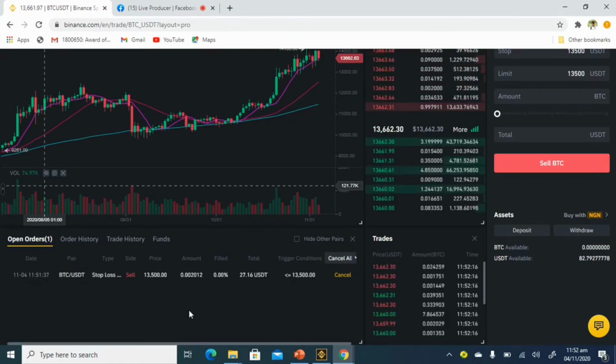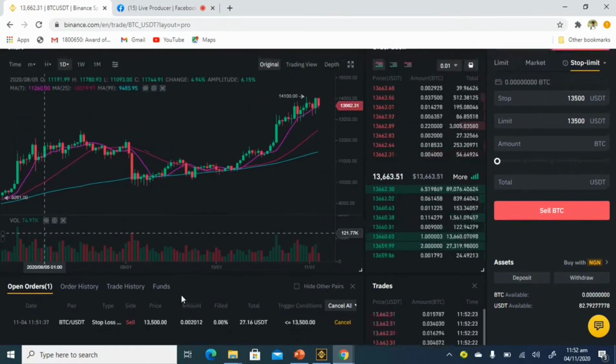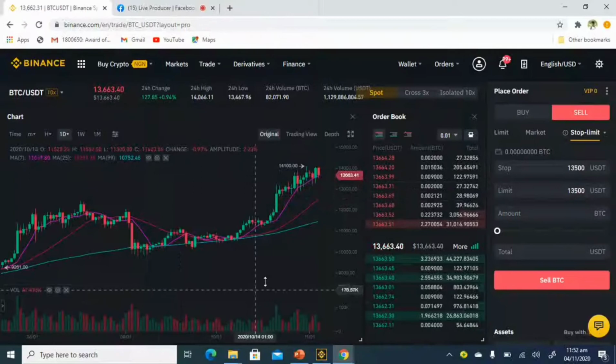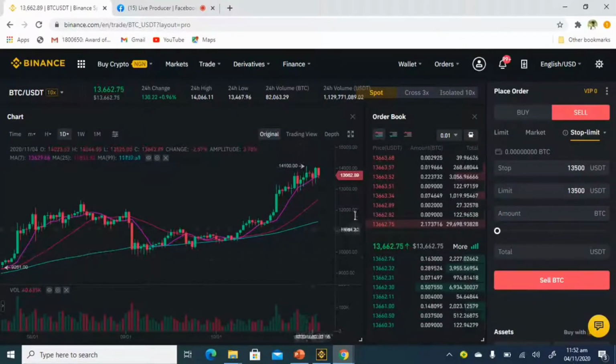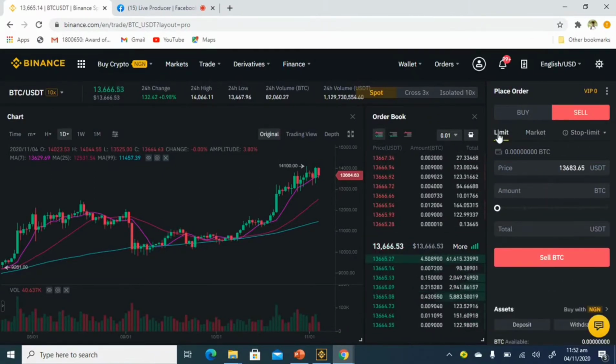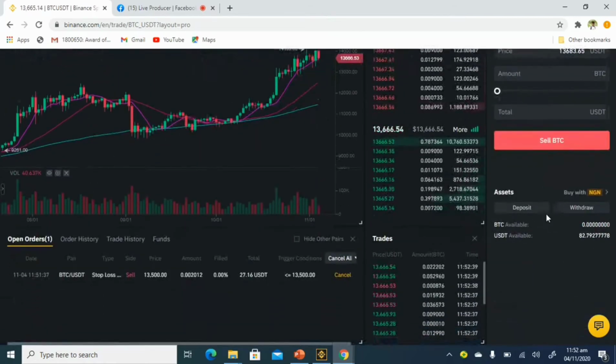So that is the advantage of using a stop loss order, to further limit the amount of loss you make. I think this is clear. So if you have any other questions, you can ask me in the comments or you can ask me in the WhatsApp platform. But that's how to place a stop limit order, a market order, and a limit order.